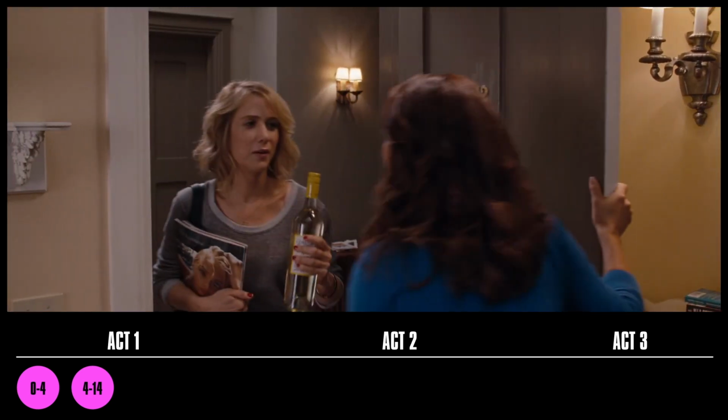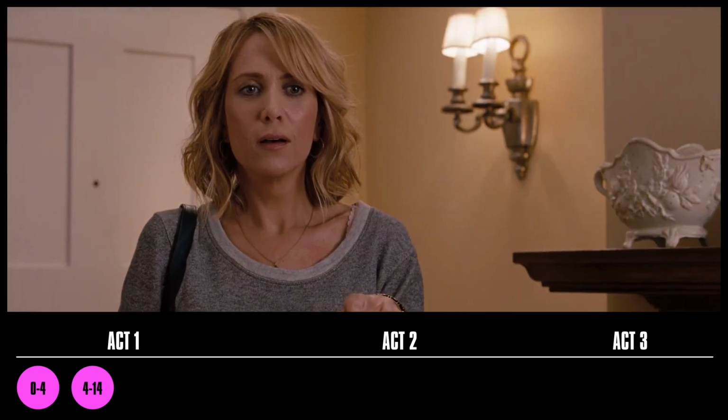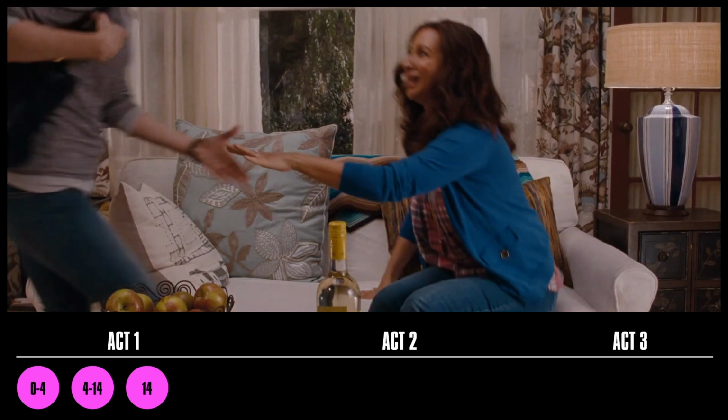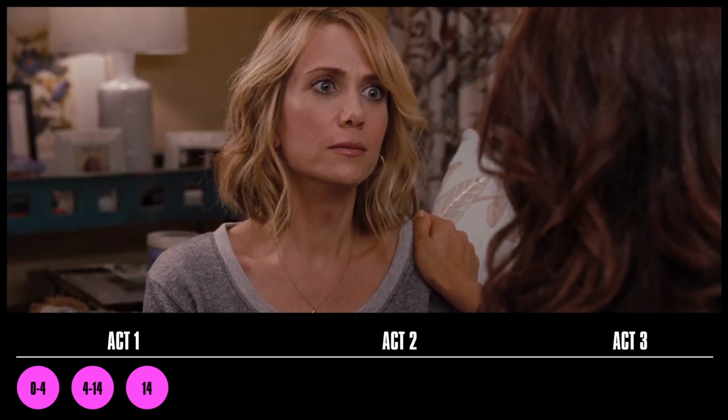Arriving at Lillian's apartment the next night, Annie is surprised to see an engagement ring on Lillian's finger, which brings us right into minute 14, the inciting incident. In this moment, Lillian tells Annie she's getting married and pops the big question, will Annie be her maid of honor? Now, it's important to note what the universe is asking of Annie in this moment.